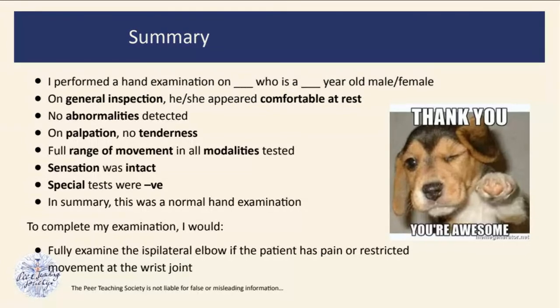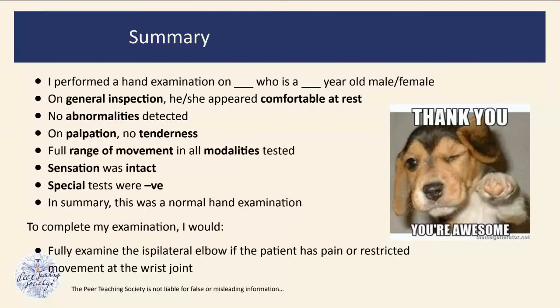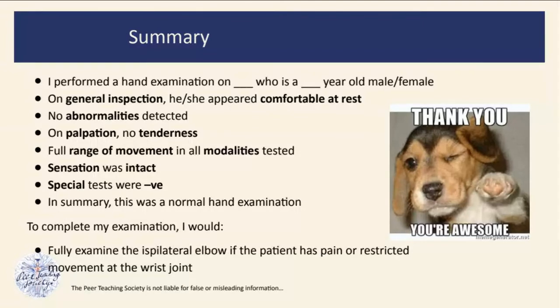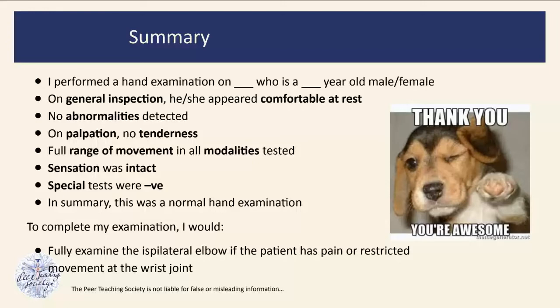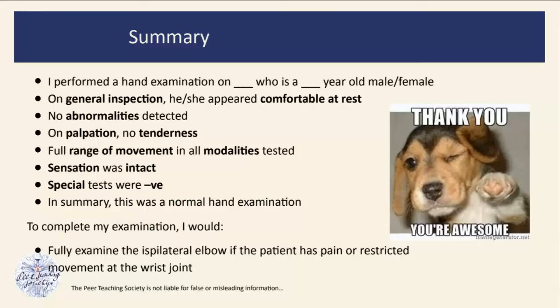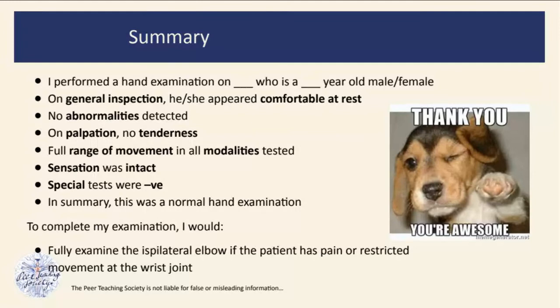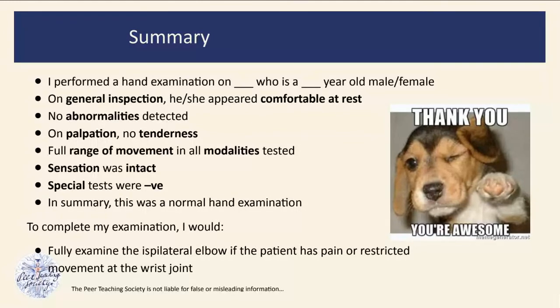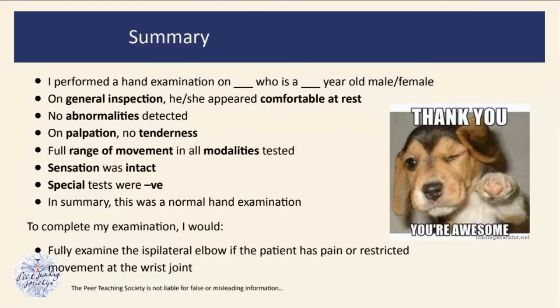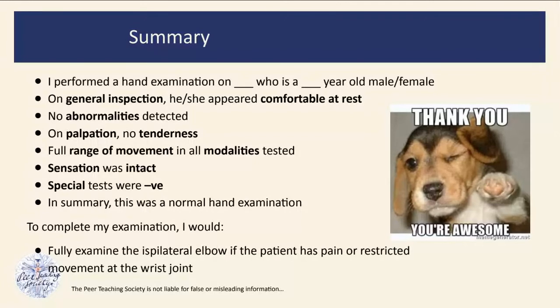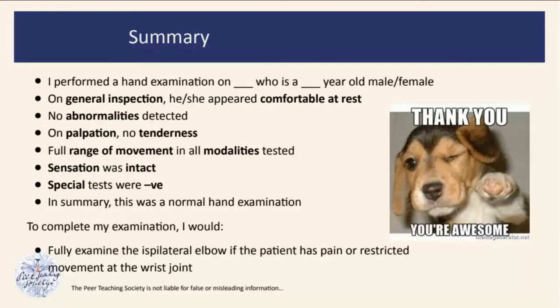And then to complete your examination, as all examinations do, for all MSK ones, you want to go for the joint that's above and below, proximal and distal to the joint that you're testing. But for the hand, it's the most distal, so you're going for the next one up, which is your elbow. So if I found any problems with their hands, I'd examine the ipsilateral elbow of the patient. Okay, brilliant. I think that's it.